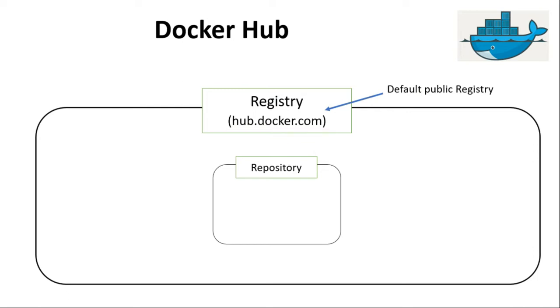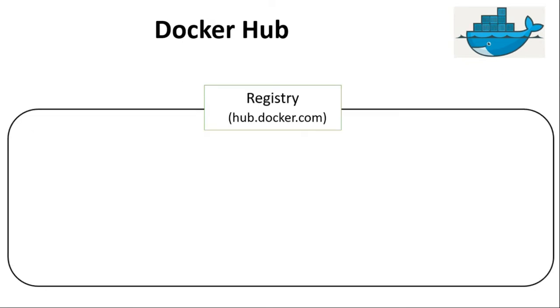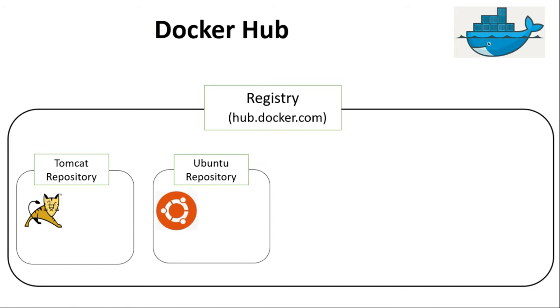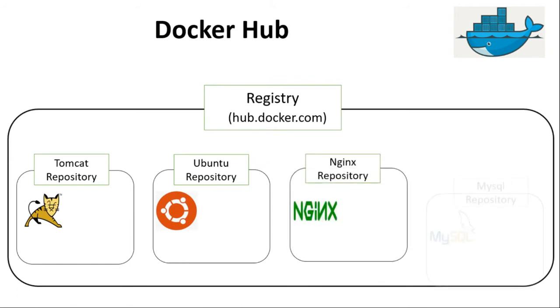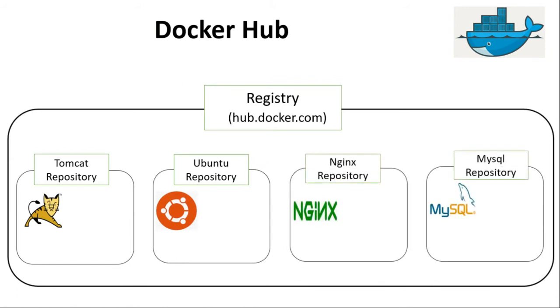Now friends, the Docker Hub registry contains all the official Docker repositories like the Tomcat Docker repository, Ubuntu Docker repository, Nginx Docker repository, MySQL Docker repository and many more. And friends, these repositories contain the Docker images. For example, the Tomcat repository contains different Tomcat images like Tomcat 7.0, Tomcat 8.0, Tomcat 9.0 and other Tomcat images.